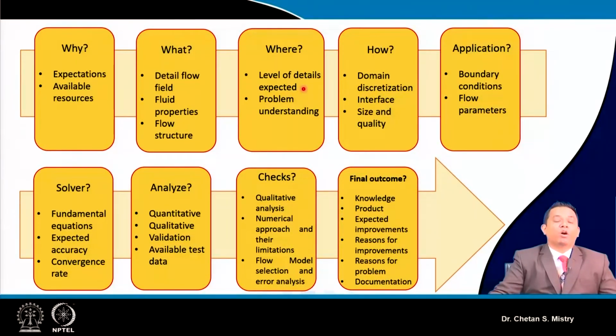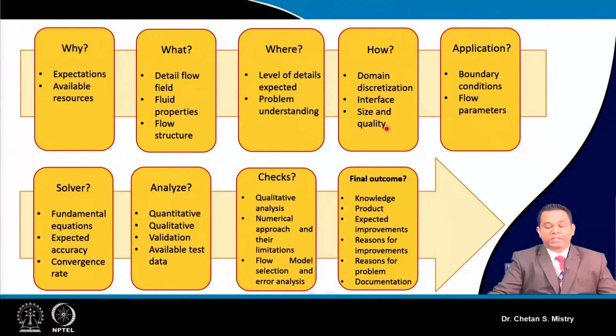Now after knowing all these aspects, now the question is how to do this analysis. So what we will be doing is we will be making our computational domain. Now this computational domain we need to discretize or divide into small volumes, and that's what is called domain discretization. Then we need to understand, say we are having rotor and stator, that needs to be incorporated with an interface. So we need to have the details of interface. We are looking for size and quality of mesh.